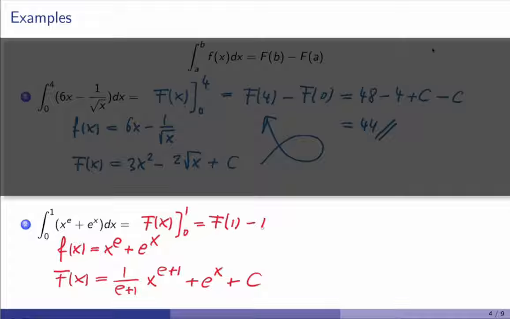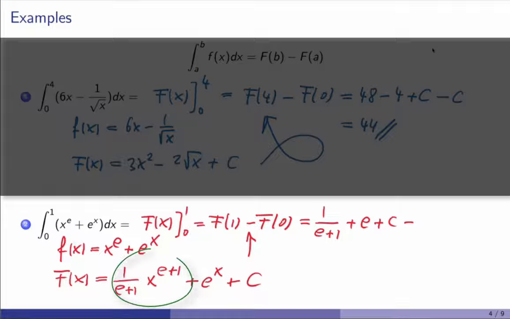Then the integral is the antiderivative between 0 and 1, or we write this as F of 1 minus F at 0. So we sub in 1 into the antiderivative and use that here. So if we sub in 1 in this term, we get 1 divided by e plus 1. Then e to the 1 is e, and then C is a constant, minus, and we sub in 0. The first term is 0, next term is minus 1, and then minus the constant. So the constants cancel, and we get 1 over e plus 1 plus e minus 1.